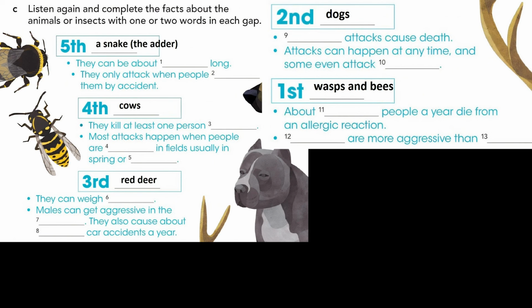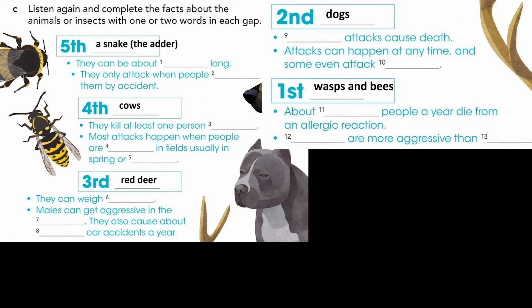People think cows are slow and a bit stupid, but in fact, cows kill at least 1 person every year. Gosh. However, nearly all attacks happen when people are walking dogs in a field of cows, and they usually happen in spring or early summer when young cows are with their mothers. So that's when you need to be careful.